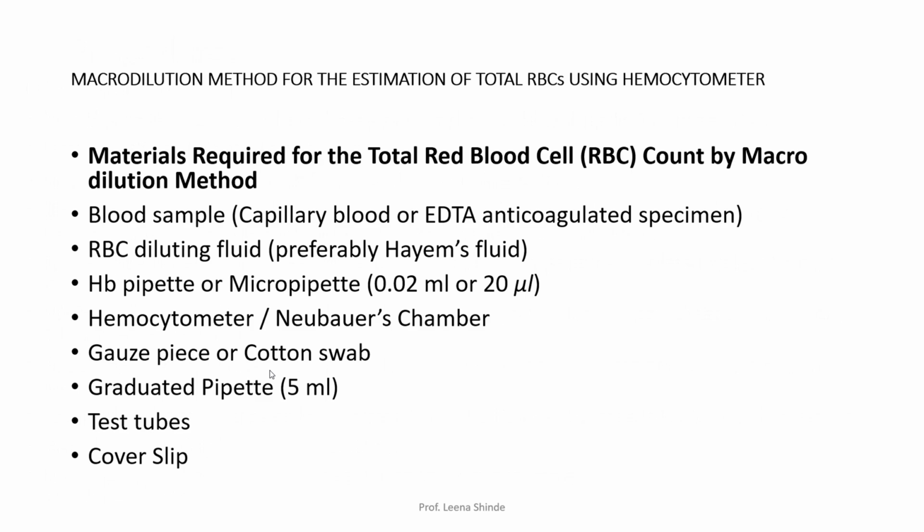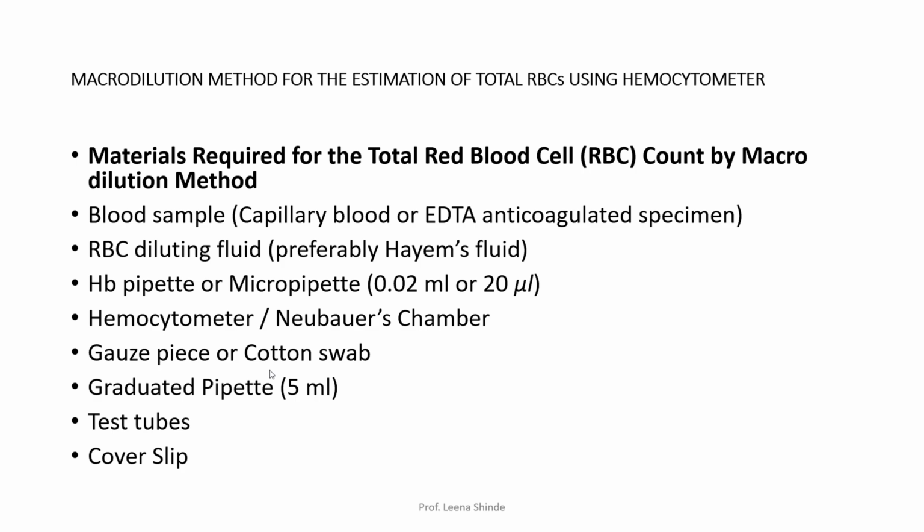Then the second method is the macrodilution method, which means here test tubes are used for preparation of the solution. So for the blood sample, an EDTA anticoagulated specimen is required, or capillary blood. Then RBC diluting fluid: Hayem's fluid or sodium formalin citrate diluting fluid.